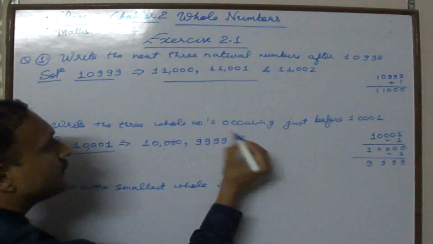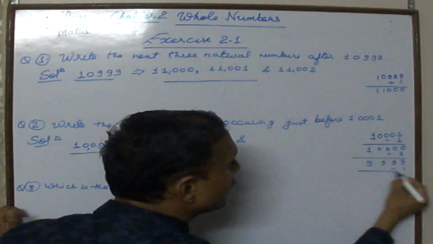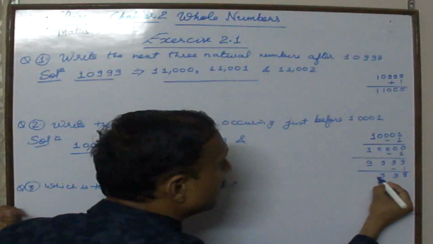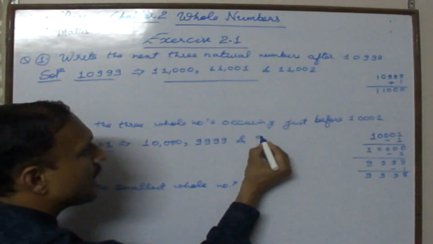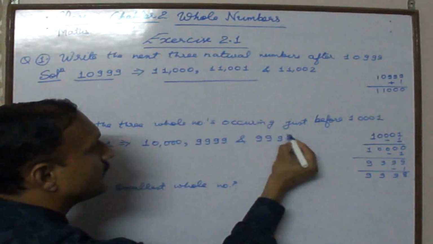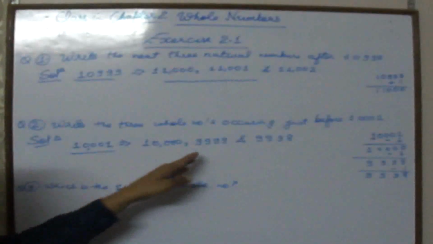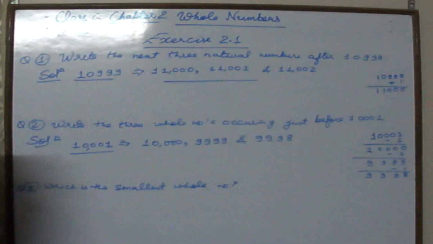9,999, and for the third number again you subtract one more. So the third number is 9998. This is the third number. So we can write the three numbers just before 10,001.